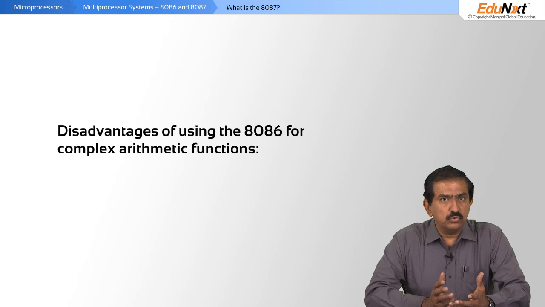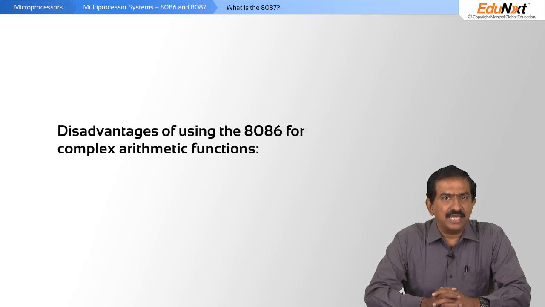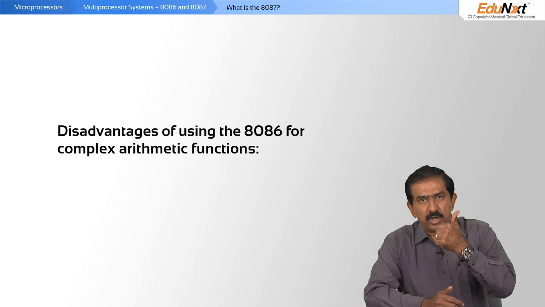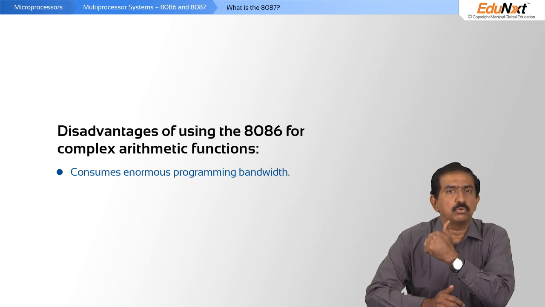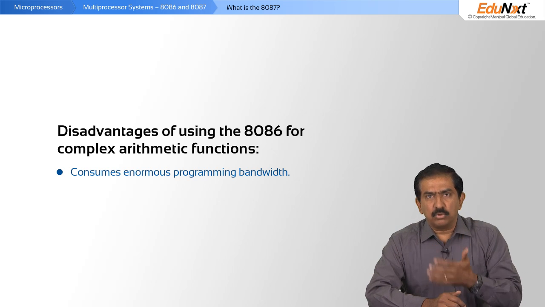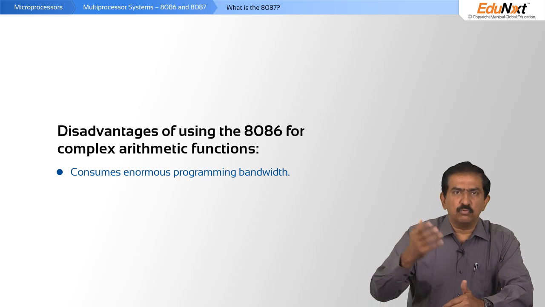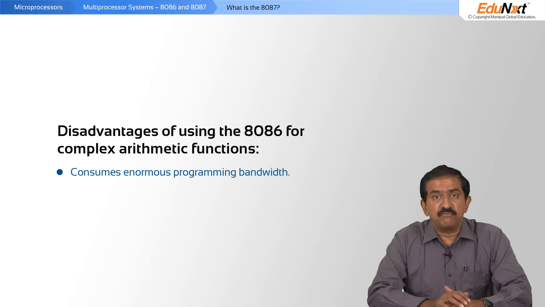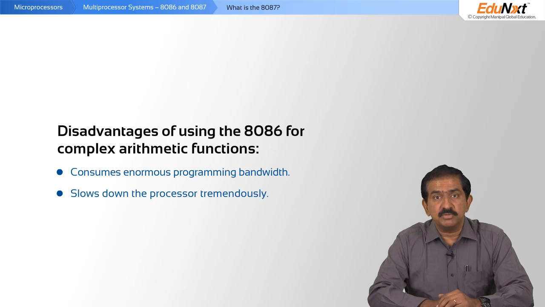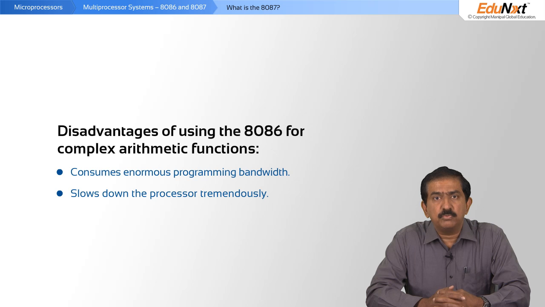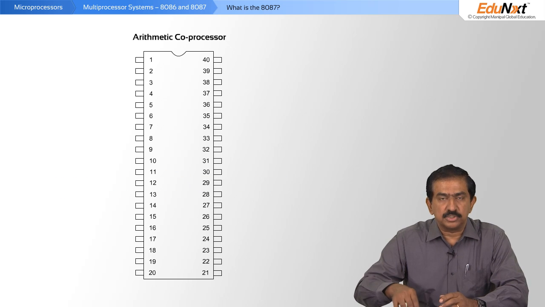The challenge of using a general purpose CPU like the 8086 for complex arithmetic functions is two. One is that it consumes enormous programming bandwidth. You really need to spend a lot of time programming the algorithms that you want. If you wanted to do floating point arithmetic, exponential arithmetic, etc., you need to write programs that are fairly complex. And the second one is it slows down the processor tremendously, slowing down the complete system. And that's why Intel came up with this concept of an arithmetic coprocessor.